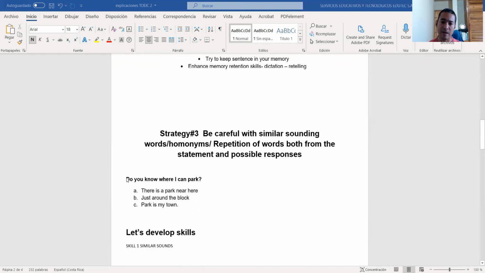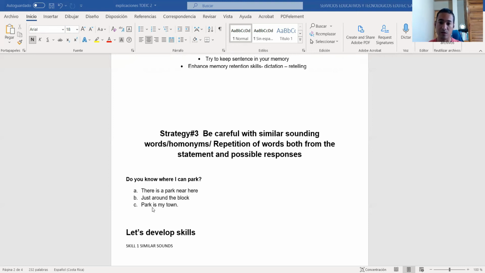For example, I made this example for you. Like, do you know where I can park? You will always hear three possible answers. So, first one, there's a park near here, just around the block. Here I'm using the word park. This is the strategy. Park, and then I'm going to use a similar one. I can use the same word in a different context. So like there is a park near here. So in this case, park is parque. It's not parquear, right? And then I'm also repeating here the word park just to confuse people.